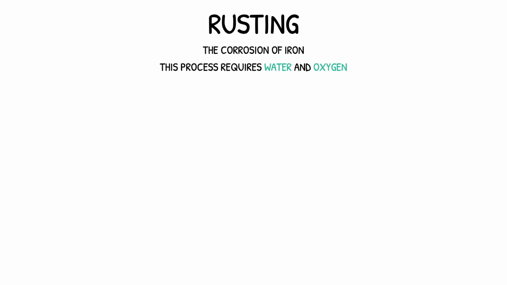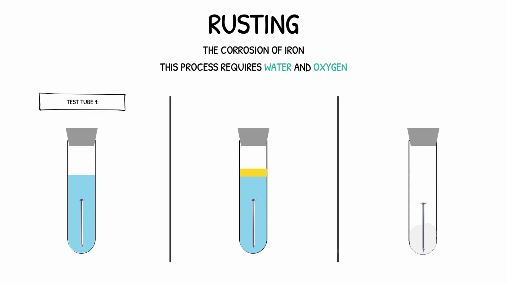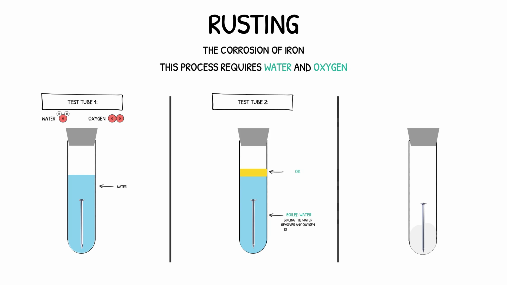For example, let's say we had 3 separate test tubes, each of which contained a single iron nail. In the first test tube, we have water, meaning both oxygen and of course water are present in the test tube. In the second test tube, we have boiled water covered by a layer of oil. Boiling the water removes any oxygen dissolved into it, and the layer of oil acts as a barrier to prevent oxygen from the air dissolving back into it. This means that in the second test tube, only water is present.